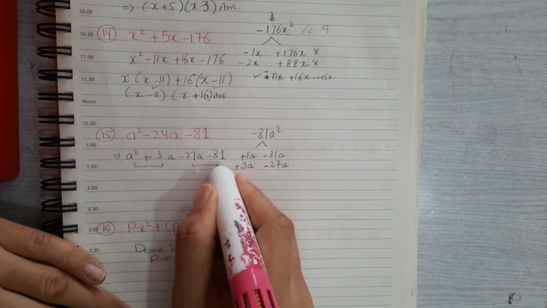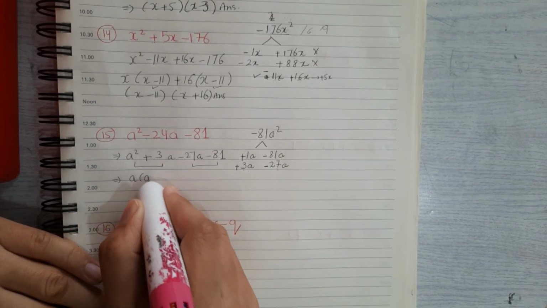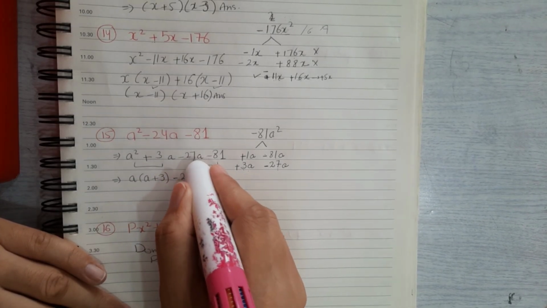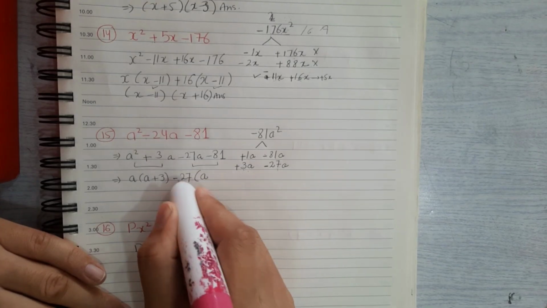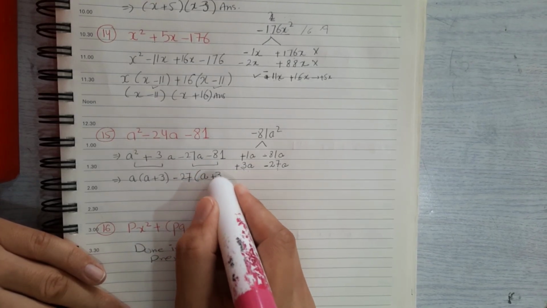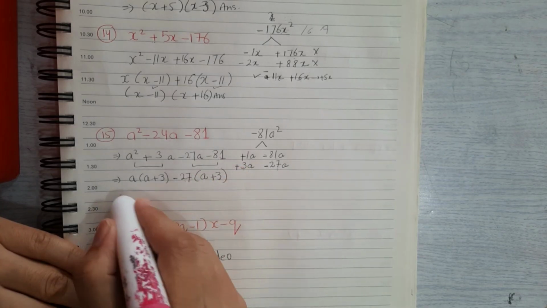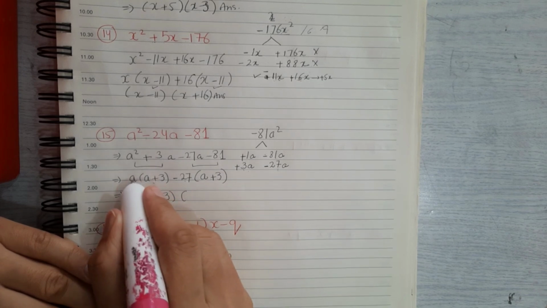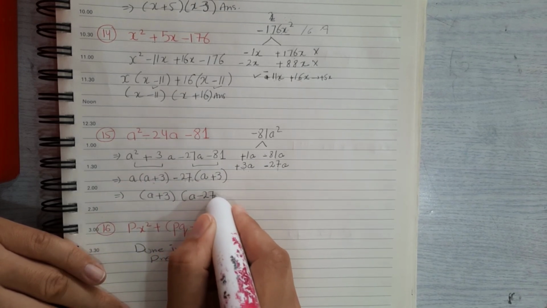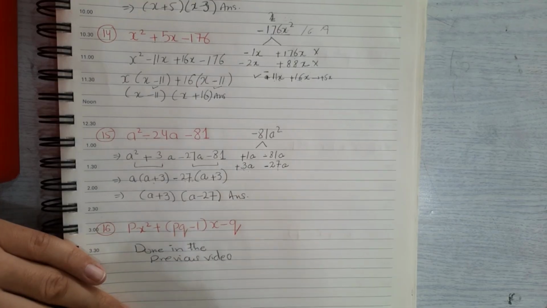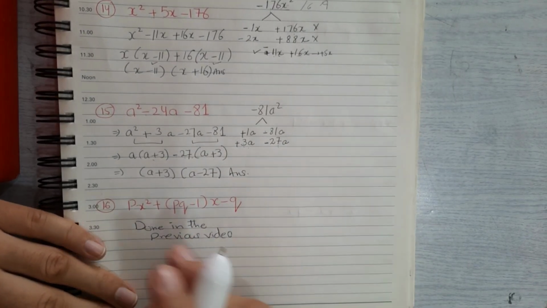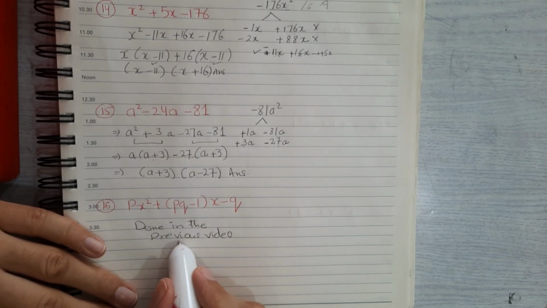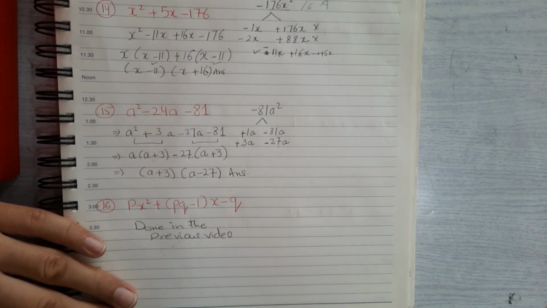Now these two will be combined, and you will get a into a plus 3. And here you can take minus 27 as common, because 27 divides this as well as this. And here you have minus, plus 3, because 27 multiplied by 3 is 81, right? You got the same factors, so that means you are doing it correctly: a plus 3, and this remains a minus 27, which is also your final answer. Now talking about question 16, I have already discussed and solved it in the previous video, so I will not be doing it here.